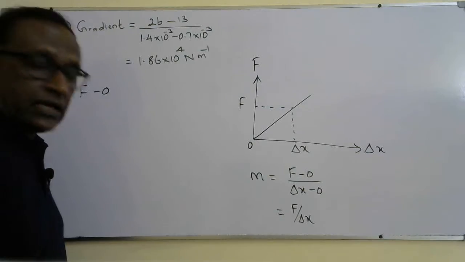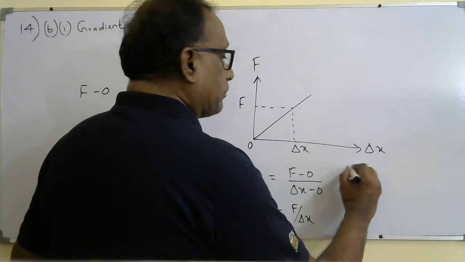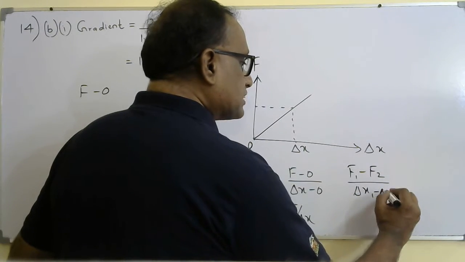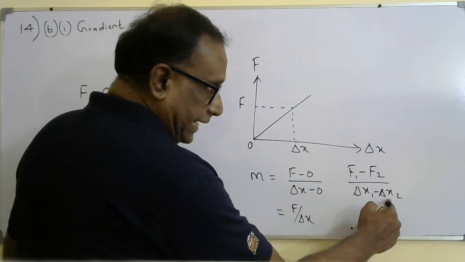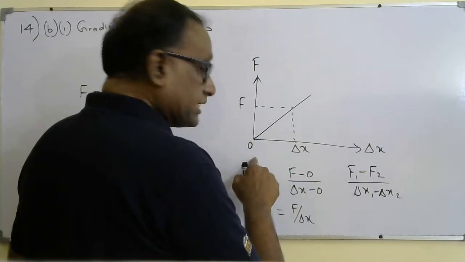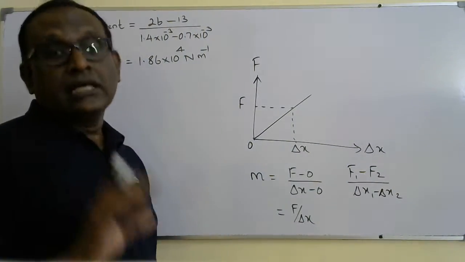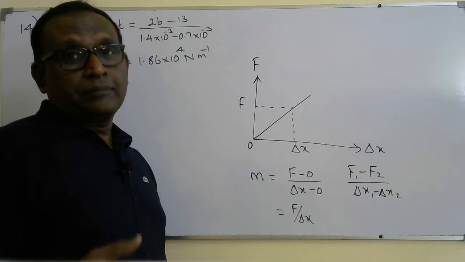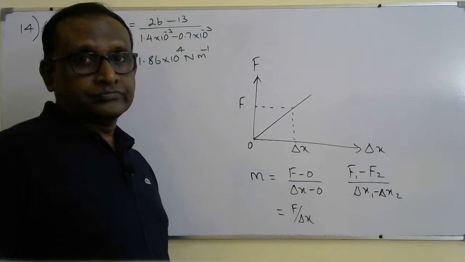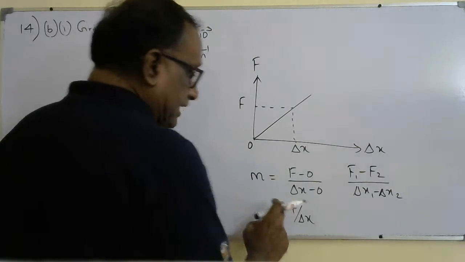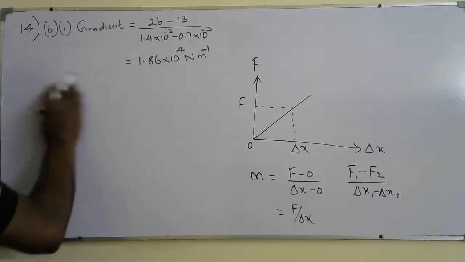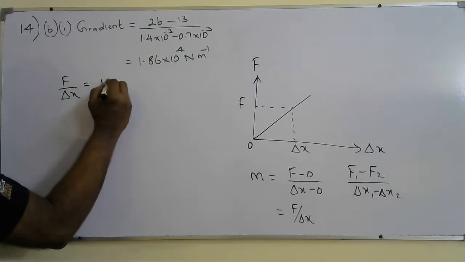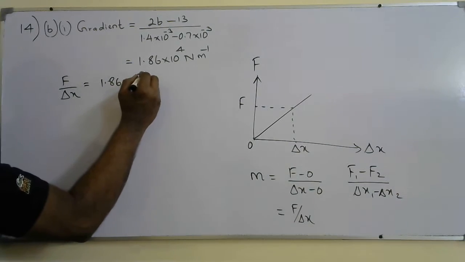Be careful about the meaning of it. Don't get confused saying F1 minus F2 over delta x1 minus delta x2. Yes, that's true, but delta x2 is 0 and F2 is 0. The graph must, 100% sure, pass through the origin according to Hooke's law, since the metal wire obeys Hooke's law. So the gradient gives F over delta x, which is 1.86 × 10^4.